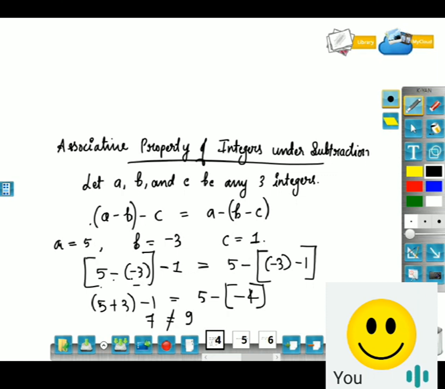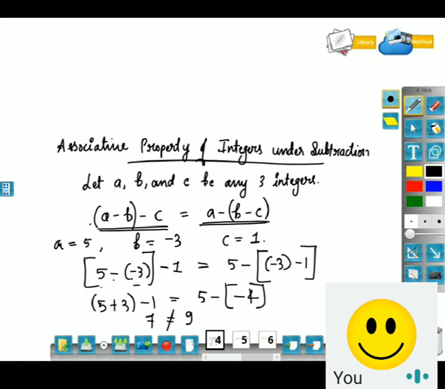This property will be checking for three integers or three numbers. So according to this property, (a minus b) minus c: first we put a bracket for the first two integers, that is a and b. That means we subtract a and b first, then subtract c from the answer on the left hand side. On the right hand side, b and c we subtract, and whatever the answer is, that has to be subtracted from a.